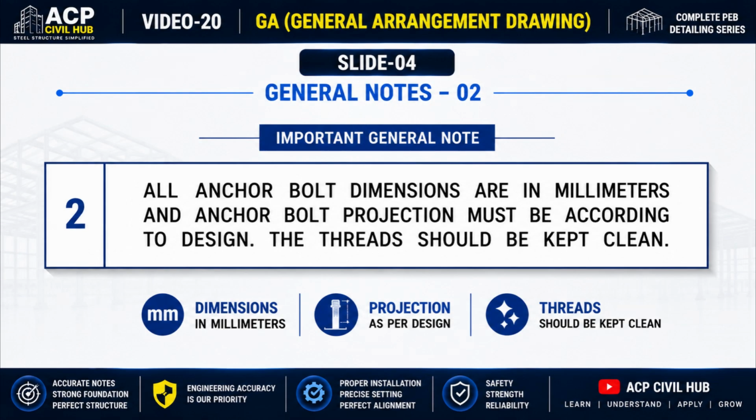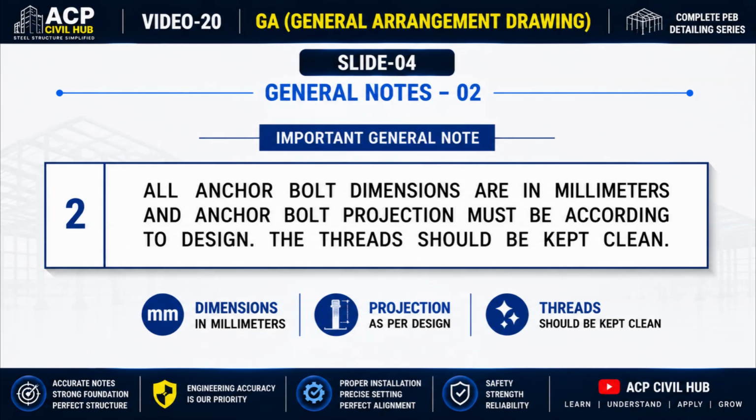Now let's understand general note number 2. This note is related to anchor bolts, which are one of the most important components connecting the steel structure to the concrete foundation. First, it states that all anchor bolt dimensions are in millimeters. So, every bolt diameter, spacing, edge distance, and projection shown in the drawing must be interpreted in millimeters.